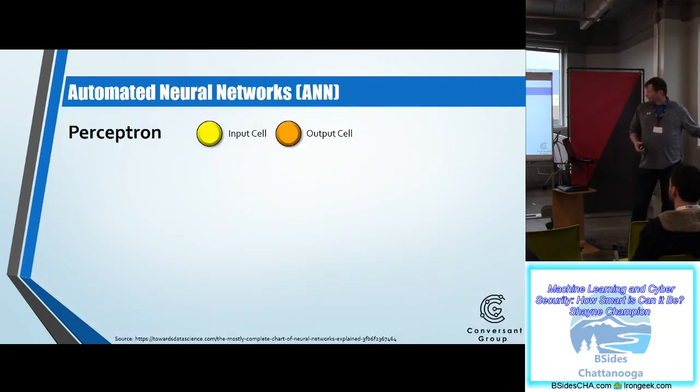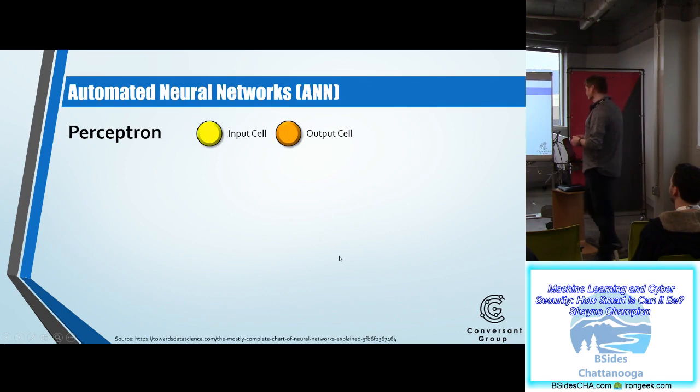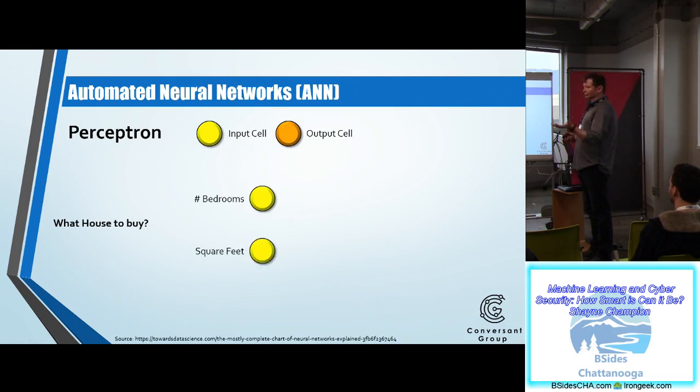All right. First of all, you have artificial neural networks, and the most basic unit is what they call a perceptron. You have an input cell and output cell. And the reason they call them neural networks is because this is trying to mathematically model how the human brain works, the neurons. So let's say, for example, you're trying to figure out how to buy a house. So you say, well, I need a certain number of bedrooms, a certain number of square feet. It takes both those factors in and gives you a result, right?